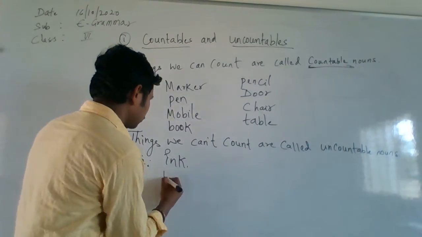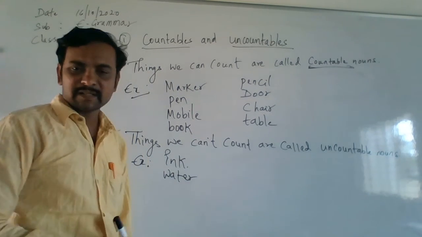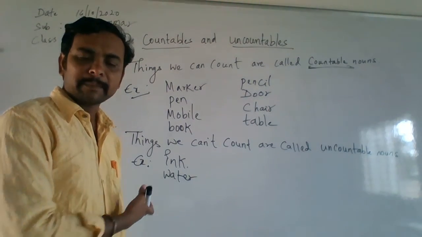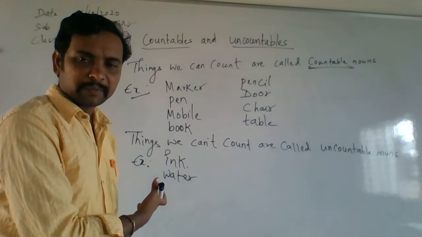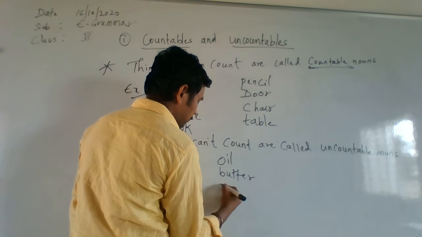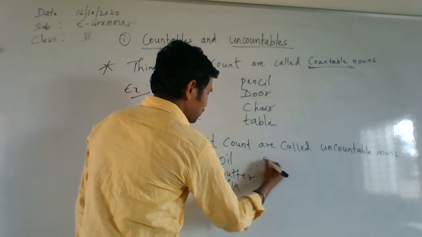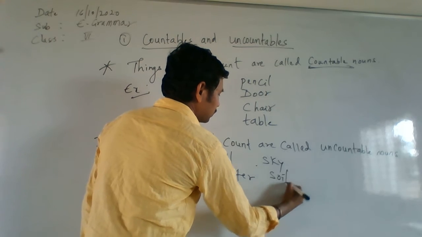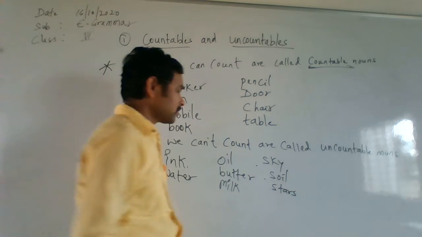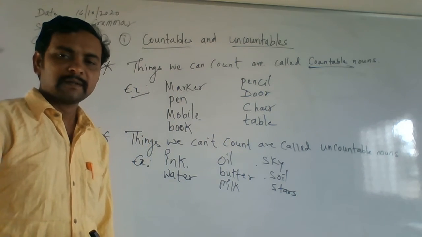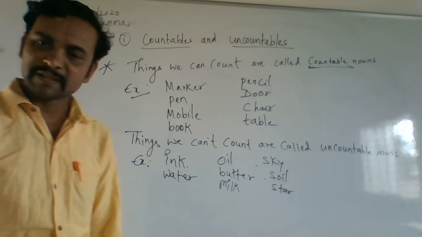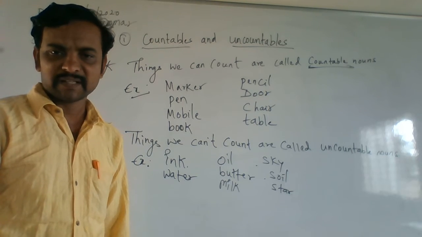Correct? So, water. What type of noun is it? It is also an uncountable noun. Then oil, butter, milk, sky, soil, then star. So let's see stars. One, two, three, four, is it possible to count all the stars? Highly impossible.